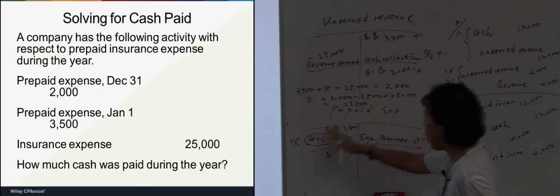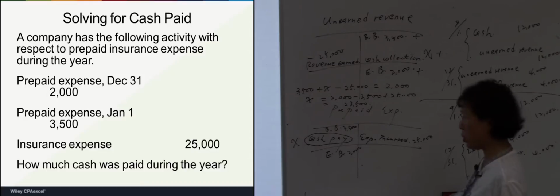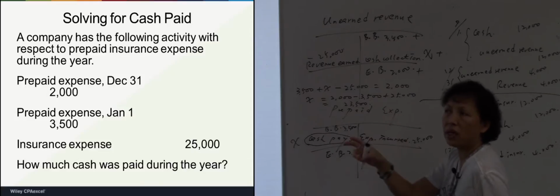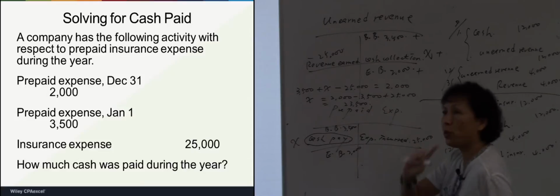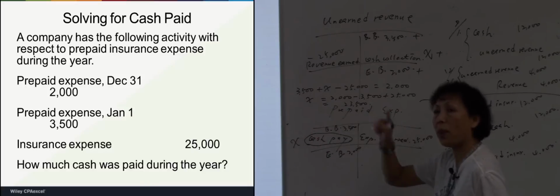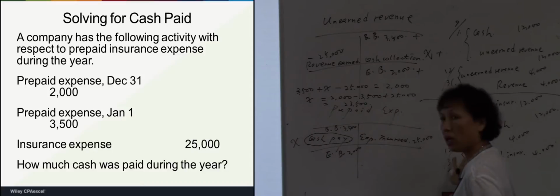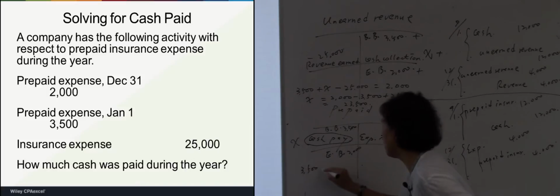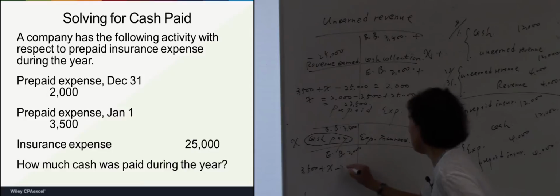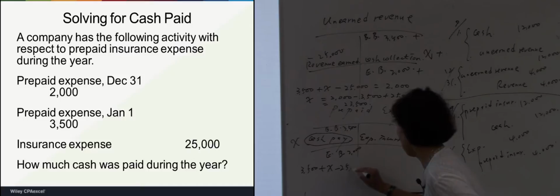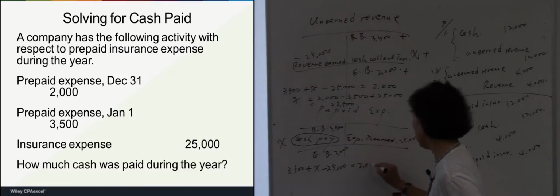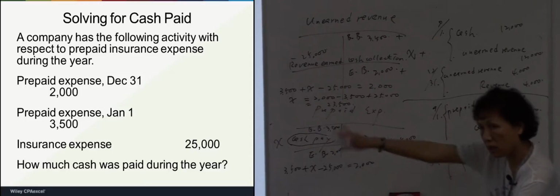Okay, so how do we turn this T account format into an equation? Prepaid expense is an asset account. The normal side for an asset account is debit, which means whatever amount shown in debit is positive, and whatever amount shown in credit is negative. So 3,500 is positive, X is positive, 25,000 is negative, equals the ending balance, which is positive because it's in debit.